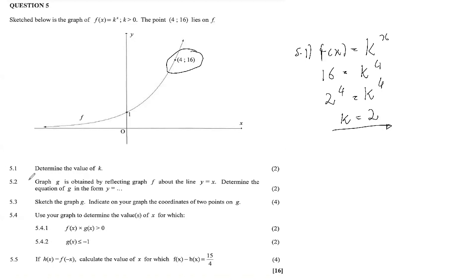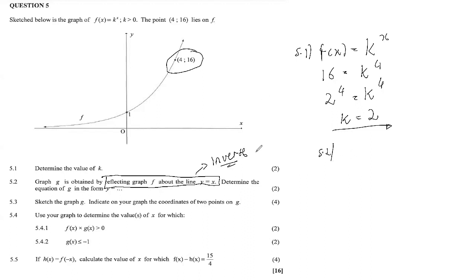Now, 5.2 says graph g is obtained by reflecting graph f about the line y is equal to x. Determine the equation of g in the form y is equal to something. So basically, if they say the graph of g is obtained by reflecting the graph of f about the line y is equal to x, this is another way for the examiner to say they want you to determine the equation of the inverse, because when you reflect a graph along the line y is equal to x, you are simply making an inverse out of it.